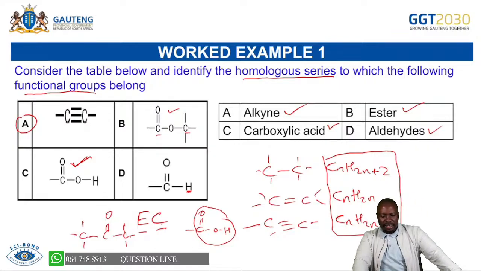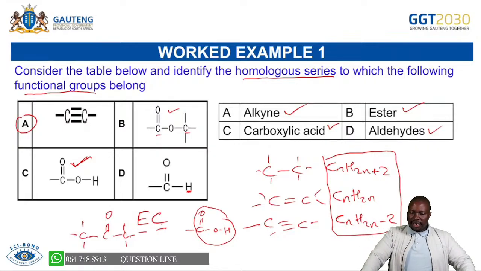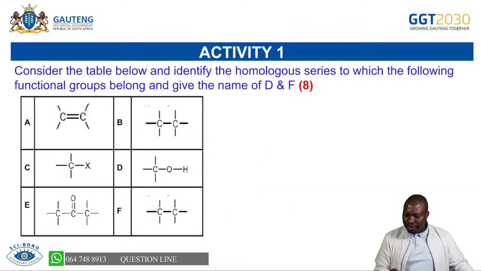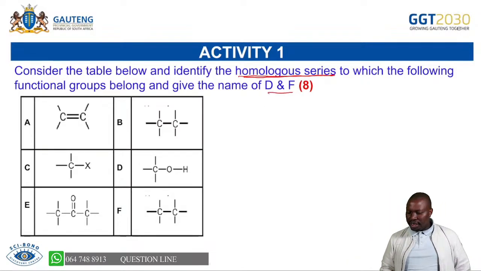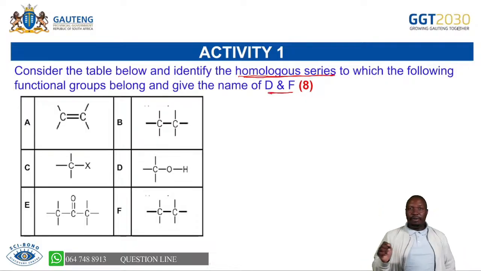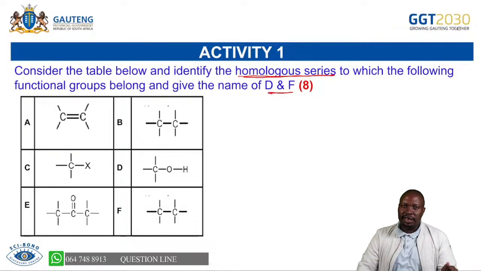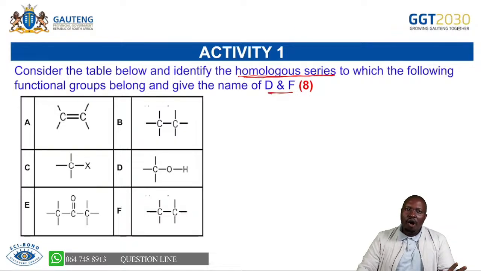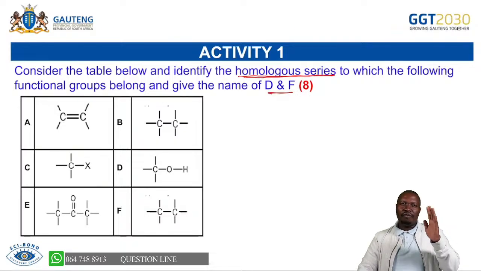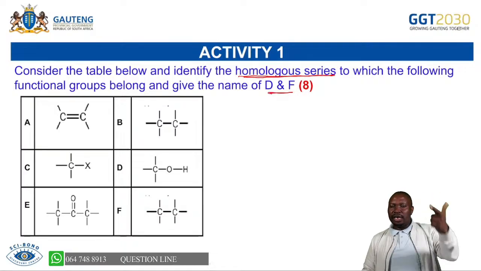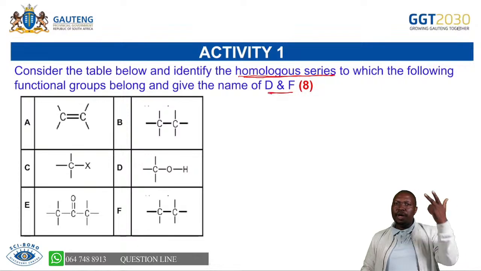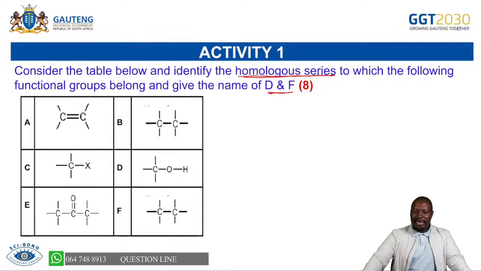Let's do this activity that we are doing. It's saying consider the table below and identify the homologous series. So given the functional groups, you have to identify the homologous series to which the following functional groups belong and give the name of D and F. Remember we said we do 9 homologous series. Of those 9, 4 of them have functional groups that have names. We can call them by names. We talked about the formyl group, the carbonyl group, the carboxyl group, and lastly the hydroxyl group.